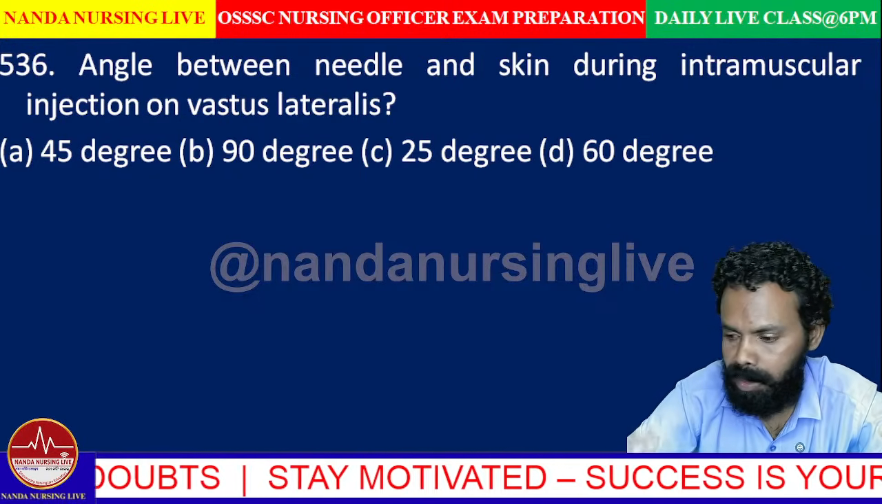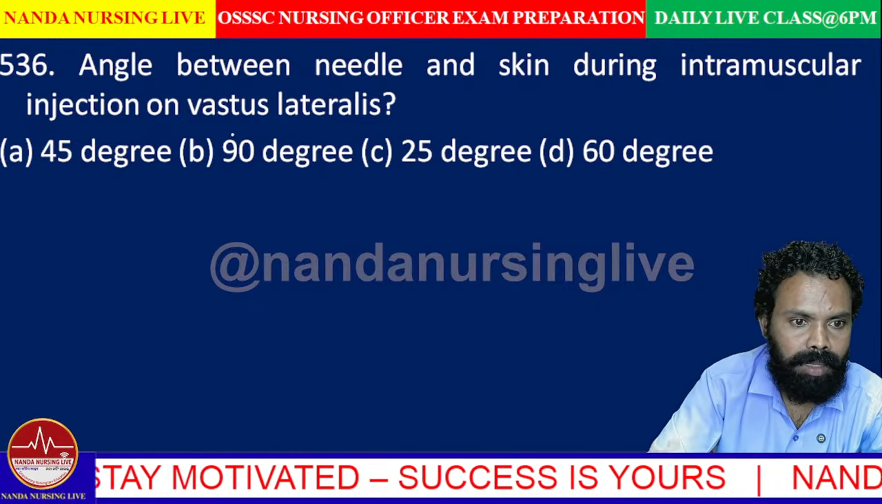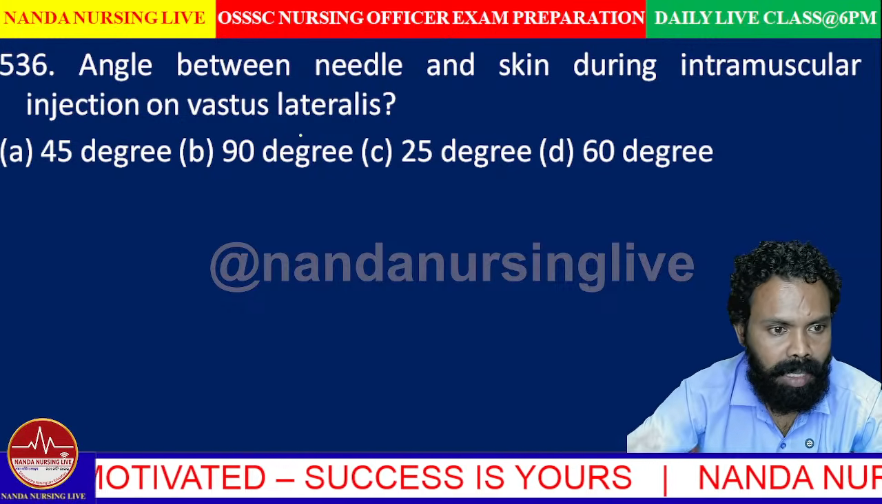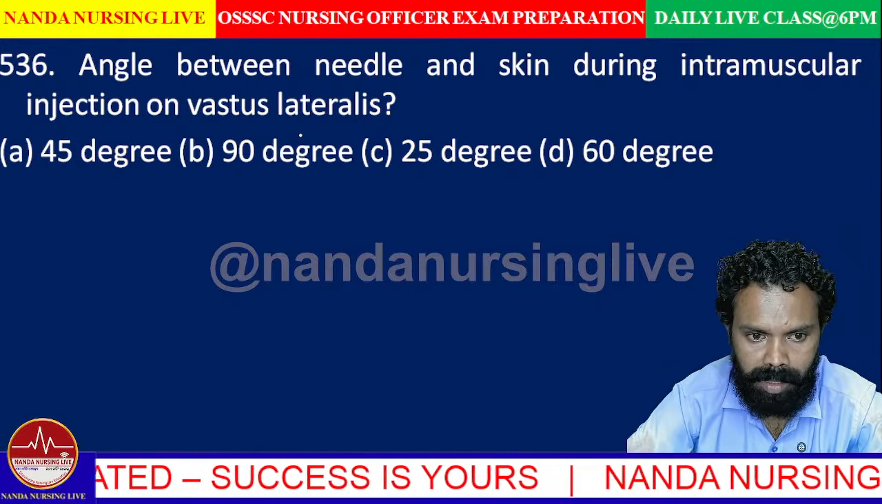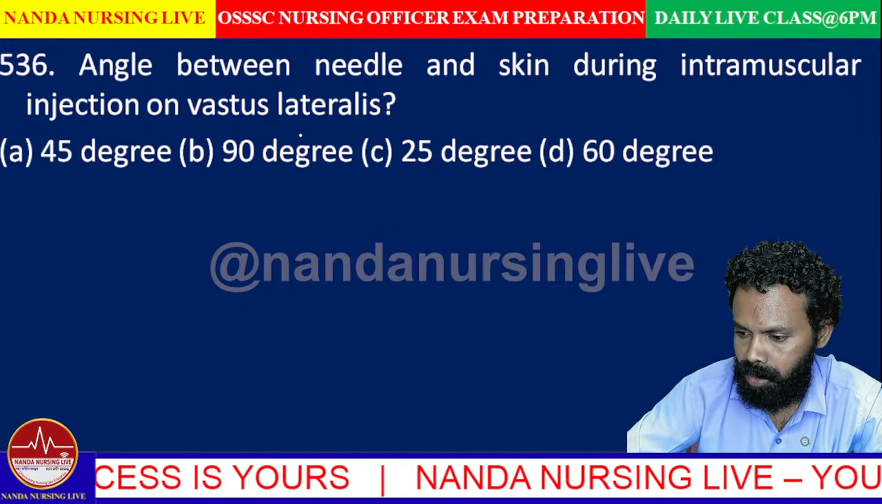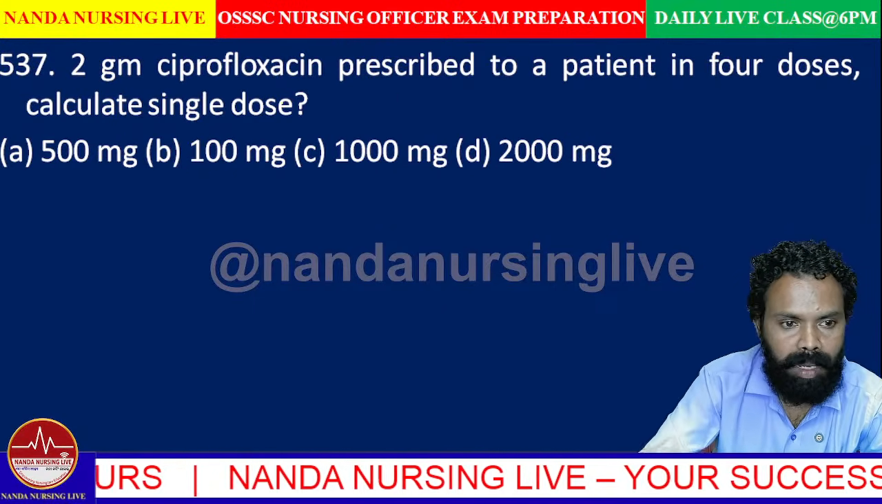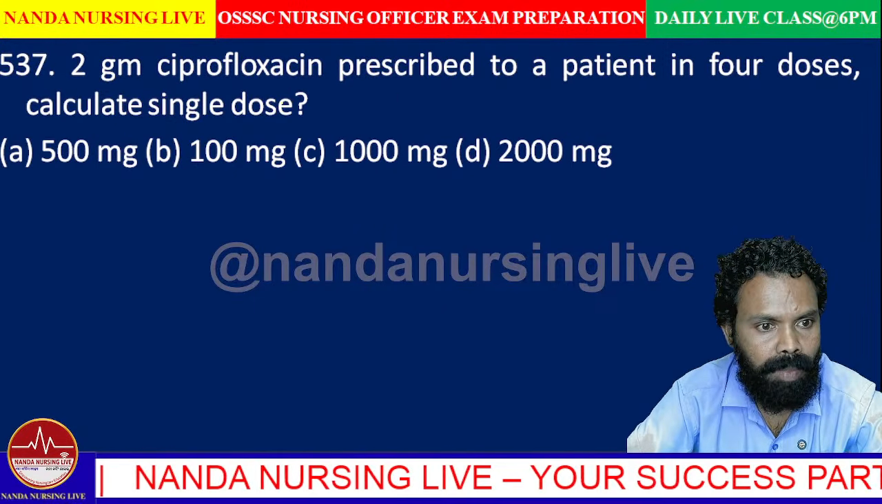Next question 536: what is the angle between the needle and skin during intramuscular injection on vastus lateralis? Option A is 45 degree, option B is 90 degree, option C is 25 degree, and option D is 60 degree. So which option is the correct answer? The correct answer is option B, 90 degree.